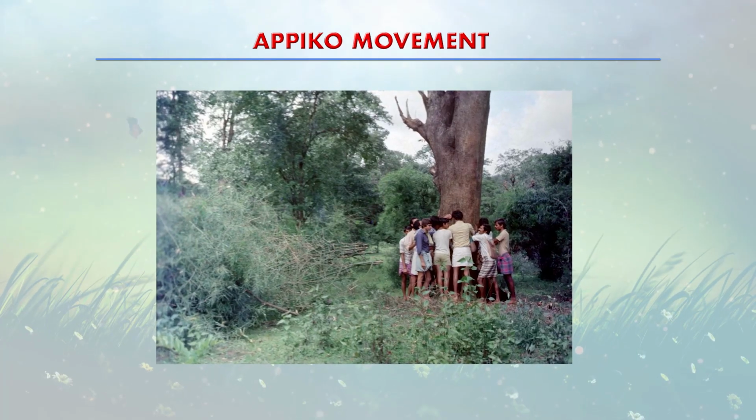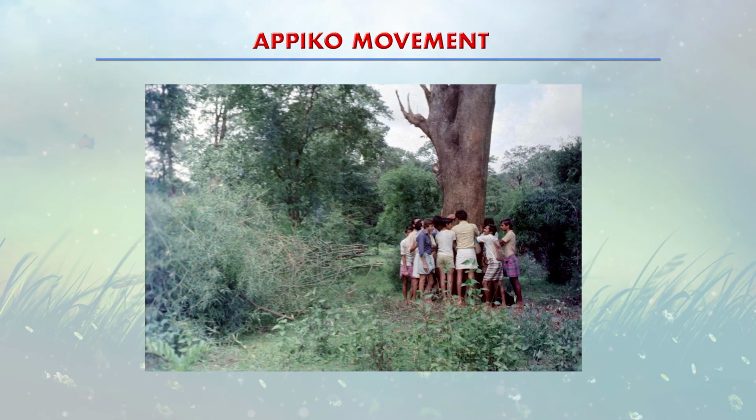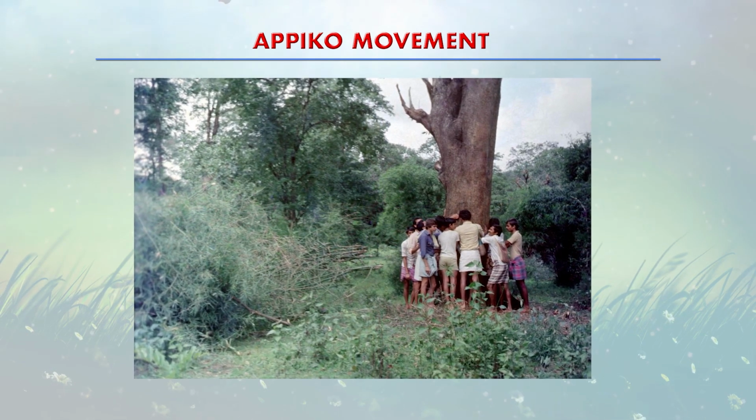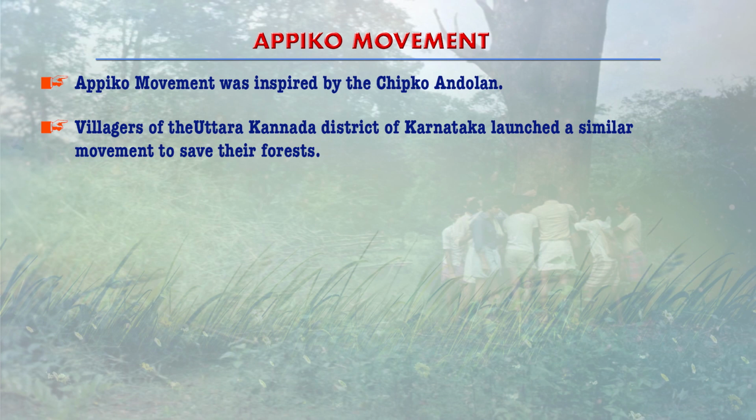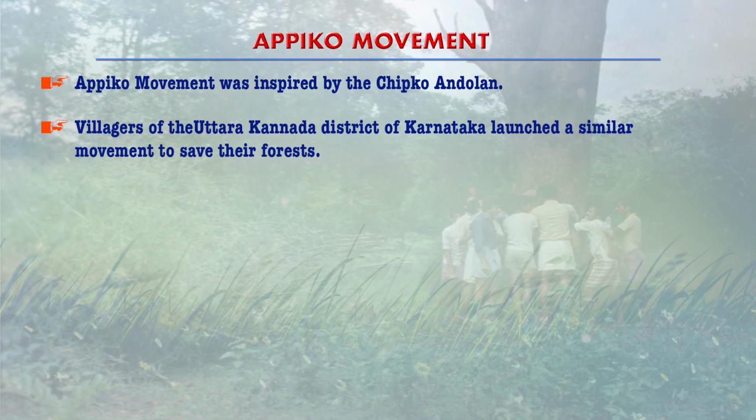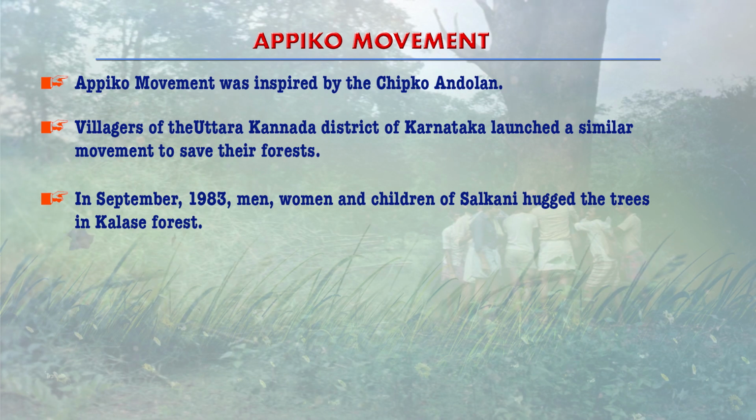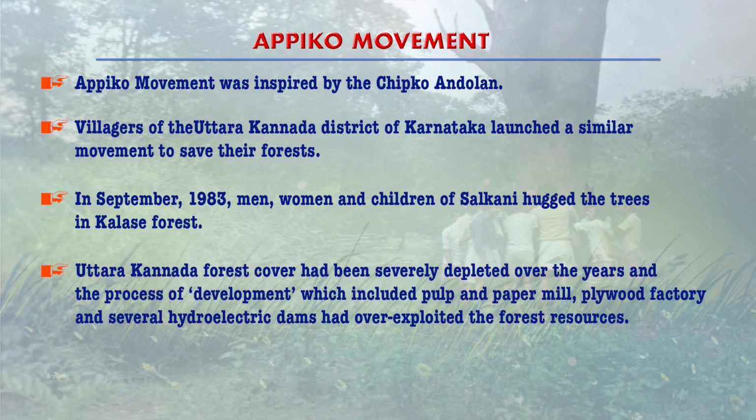Let's now talk about the Appiko movement. The Appiko movement is, in a sense, the southern or South Indian version of the Chipko Andolan. Villagers of the Uttara Kannada district of Karnataka launched a similar movement to save their forests. In September 1983, men, women and children of Salkani hugged the trees in the Kalase forest. The Uttara Kannada forest cover had been severely depleted over the years, and the process of development, which included pulp and paper mill, plywood factories and several hydroelectric dams, had overexploited the forest resources.